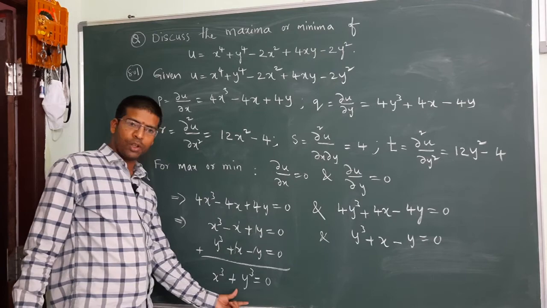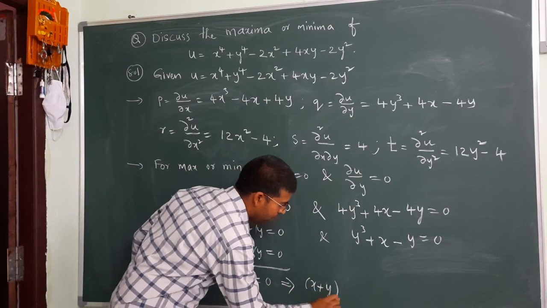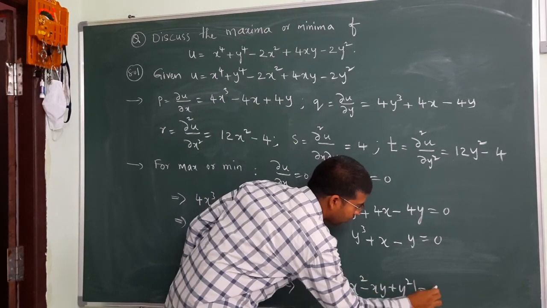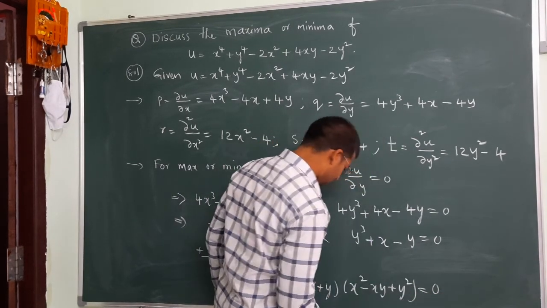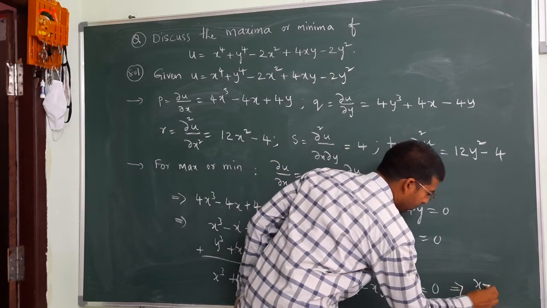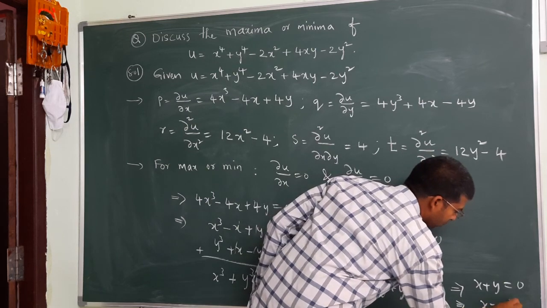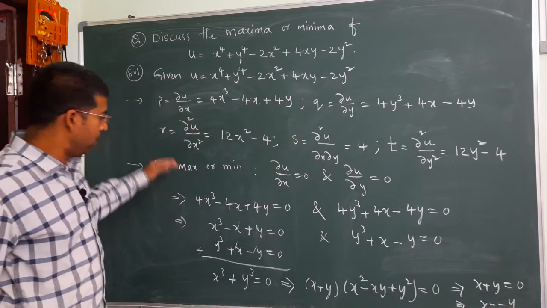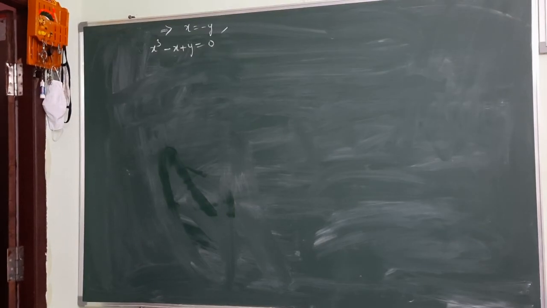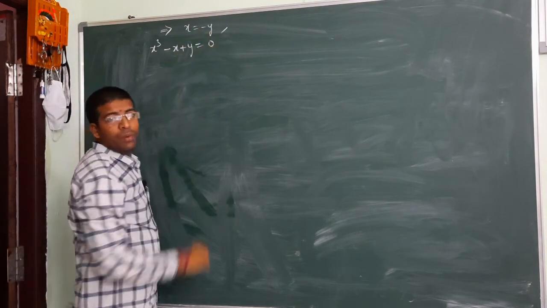This means a cube plus b cube formula. What is a cube plus b cube formula? a plus b into a square minus ab plus b square is equal to 0. Okay, now I can write this one as what? From this I can write x plus y is equal to 0 means what? x is equal to minus y. Okay, so now we will continue. See, we got x equal to minus y, right?